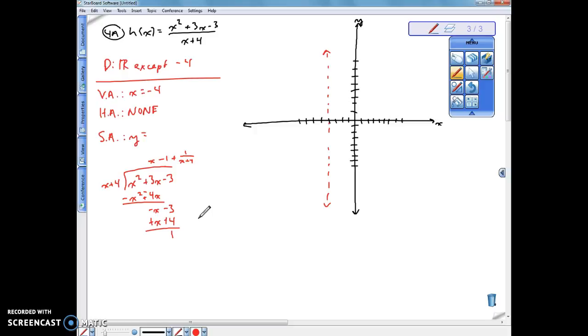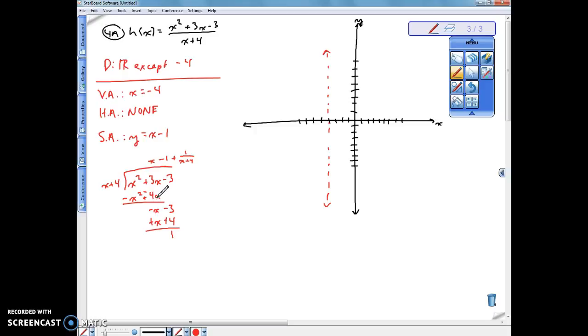If you recall, the slant asymptote, because as x gets really big in either direction, approaches positive or negative infinity, this term tends to go away, so we get y equals x minus 1. We can ignore the remainder when dealing with slant asymptotes. You also could have done this using synthetic division. I'll do that for the next one, just to show you how to do that again.